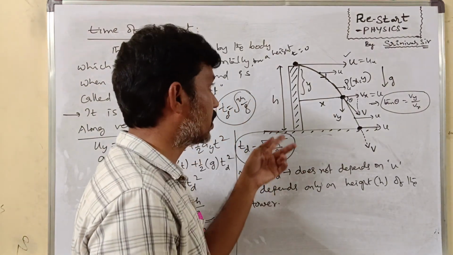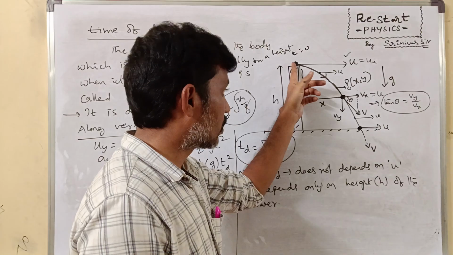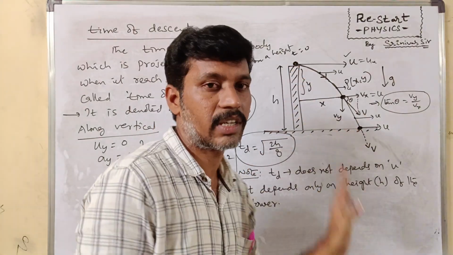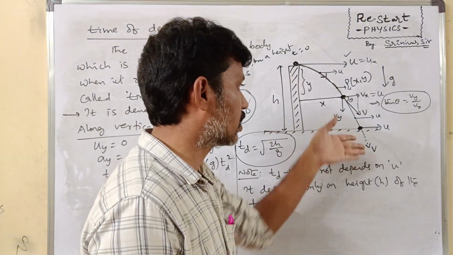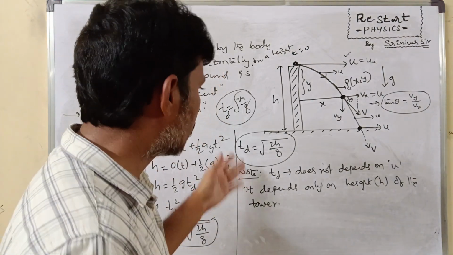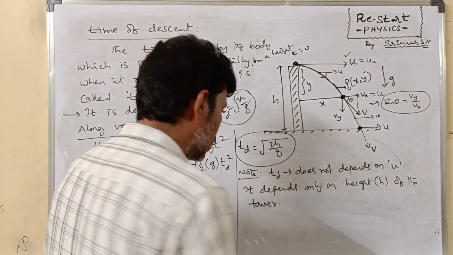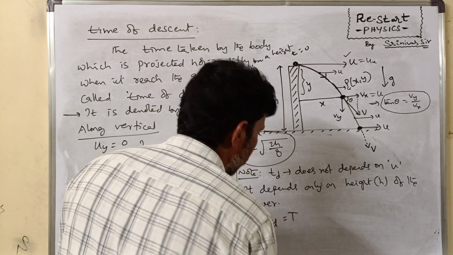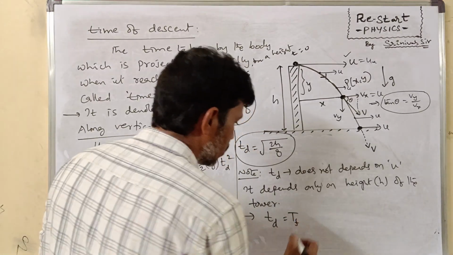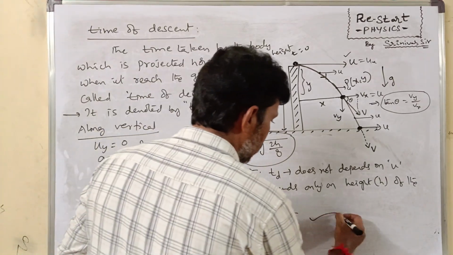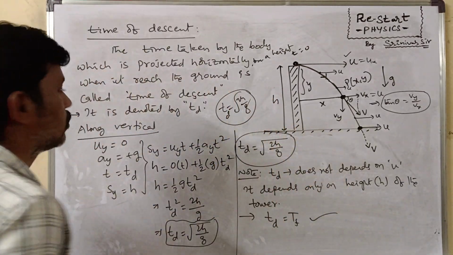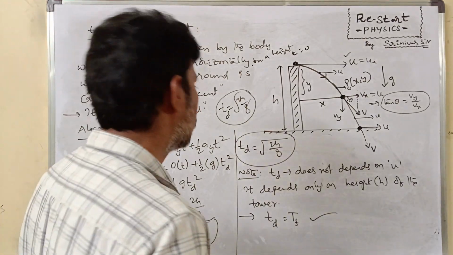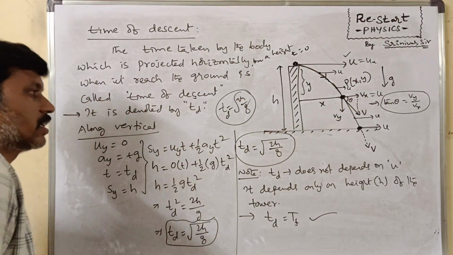Time of descent means the time taken by the body from the projection point to the striking point, that is, when it reaches the ground. The time taken is root of 2h by g. One more point: time of descent is nothing but time of flight in this case. This is about time of descent or time of flight. Take it, note down.